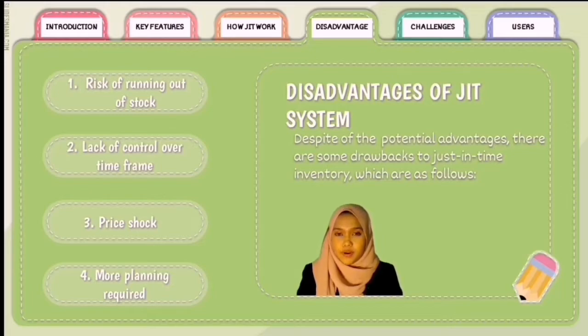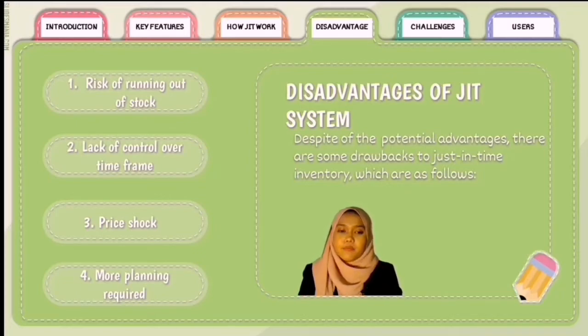Next, lack of control over time frame. Having to rely on the timeliness of the supplier for each order puts the company at risk of delaying the customer's receipt of goods. If the company is unable to meet the customer's expectation or requirement, they could take their business elsewhere, which will have a huge impact on the business if this occurs too often.